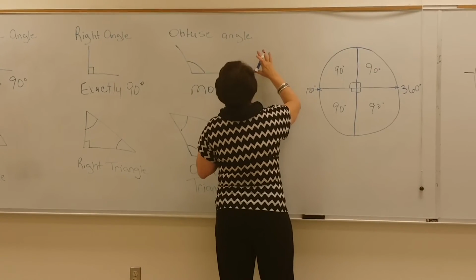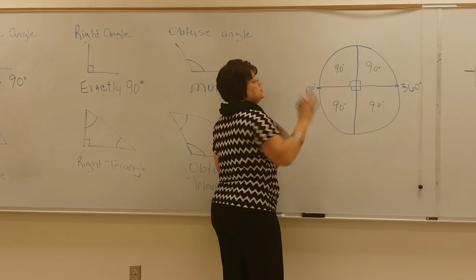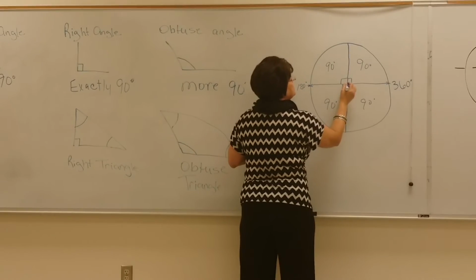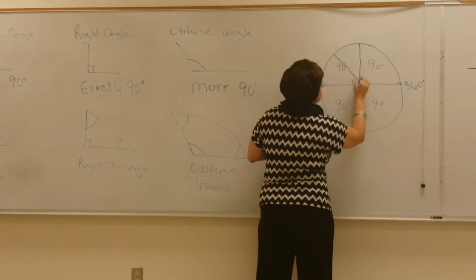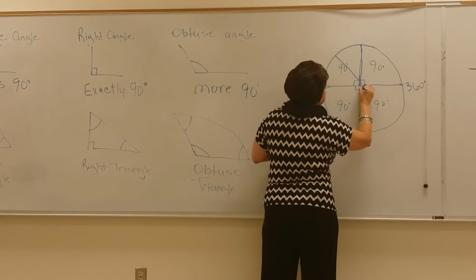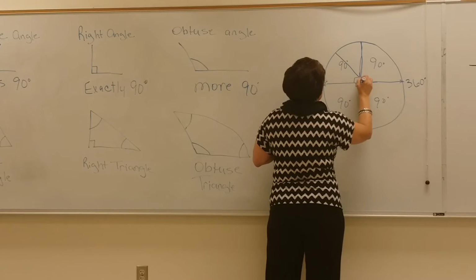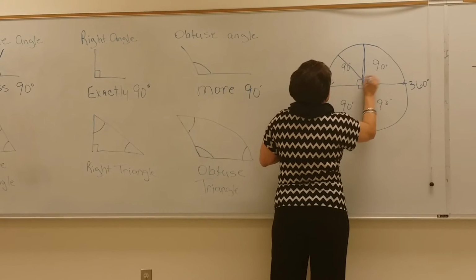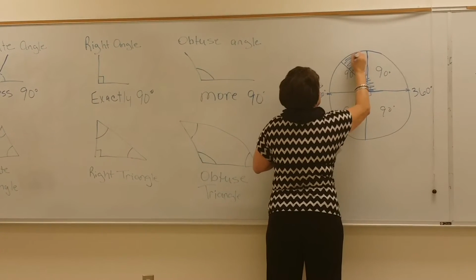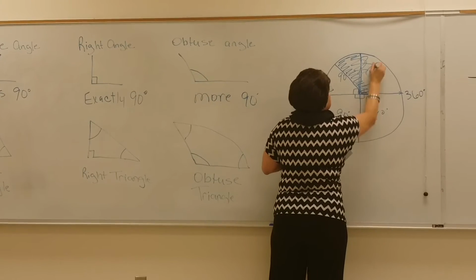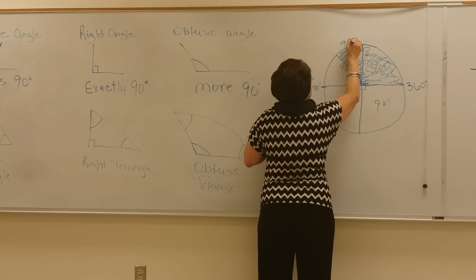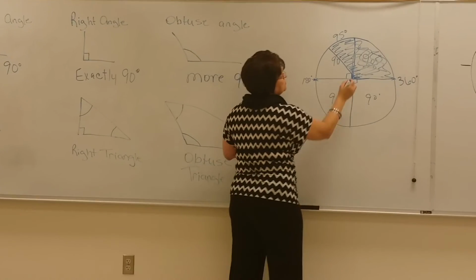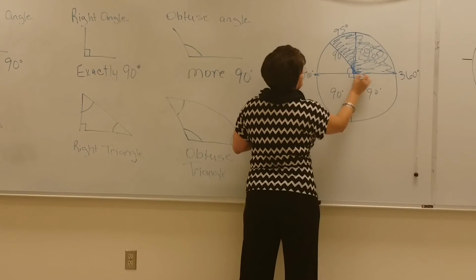If you're going to talk about an obtuse angle, as you can recall, an obtuse angle is more than 90. Here's a 90. An obtuse angle is more than 90. So all this is more than 90. Let's say this area is 95 degrees. So this is what you're looking at. It's more than your 90.